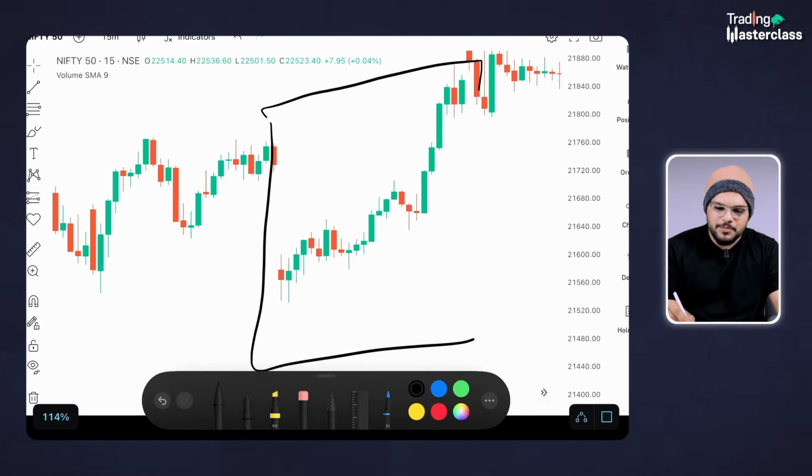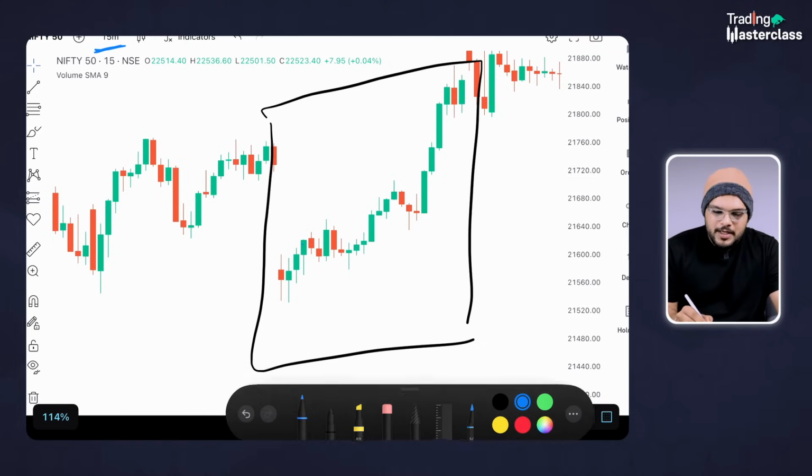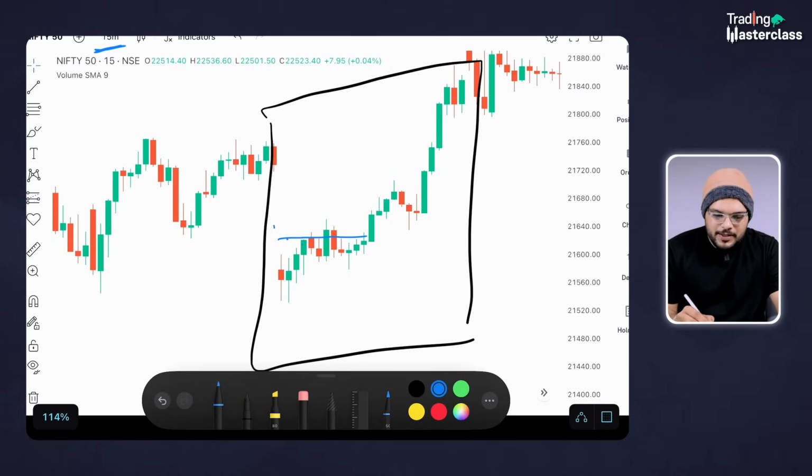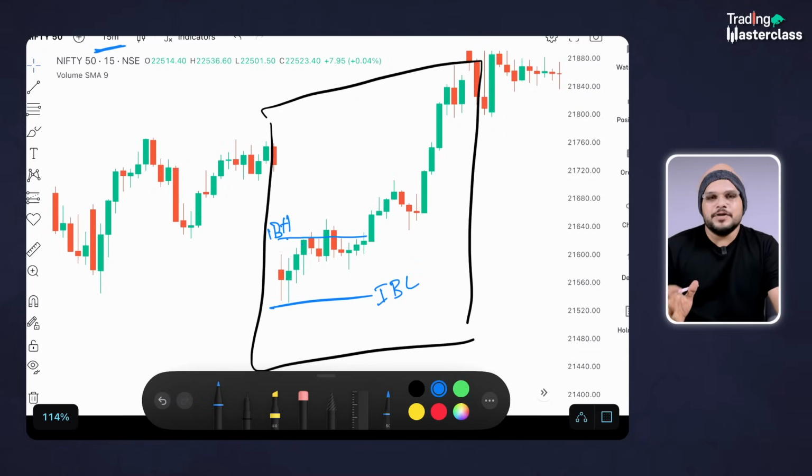So basically, on this particular day, once the first hour completed, we have two important levels. This is where the first 1 hour completed. This is a 15-minute chart. This is an IB high, and this is IB low. So in this simple step, we can deploy the strategy called ORB, opening range breakout.